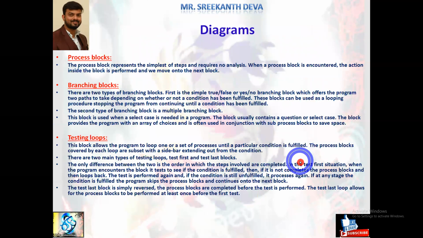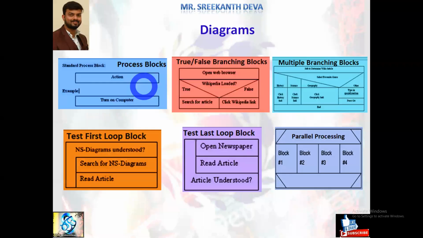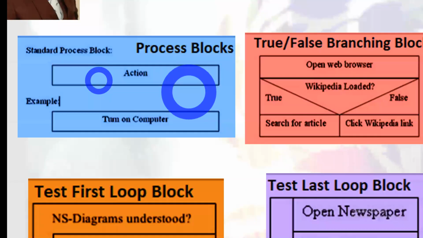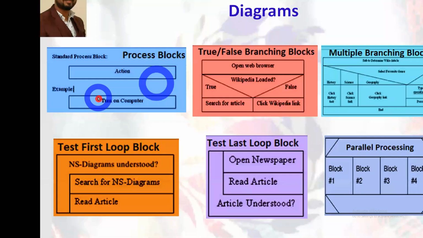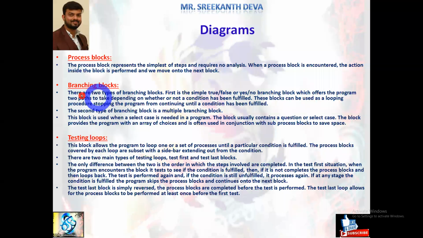See, this is an example of the representation of NSD diagrams. These diagrams are categorized into process blocks, branching blocks and testing loops. Process blocks represent the simplest of steps and require no analysis. When a process block is encountered, the action inside the block is performed and we move on to the next block. Here they perform some action, and after that it enters the next level. This type of representation is called process blocks in NSD diagrams.